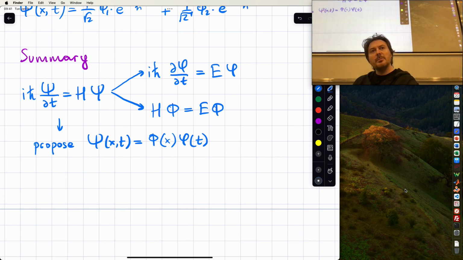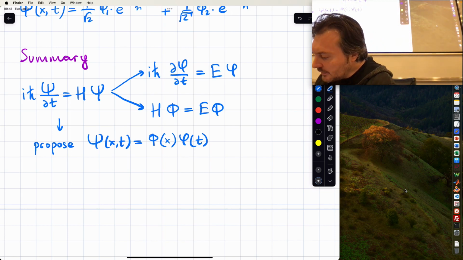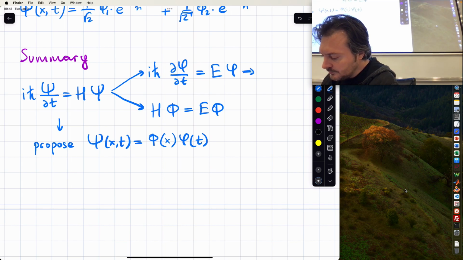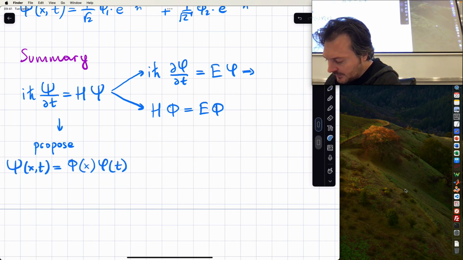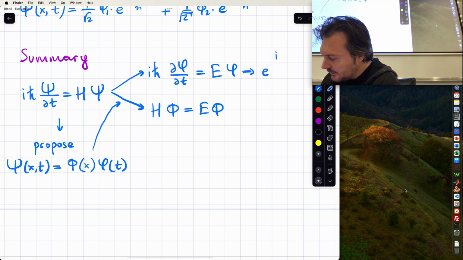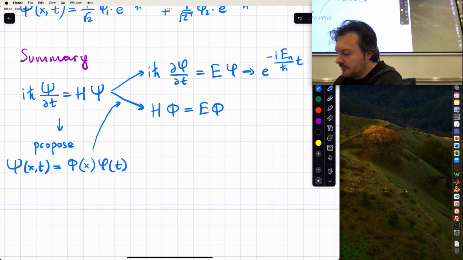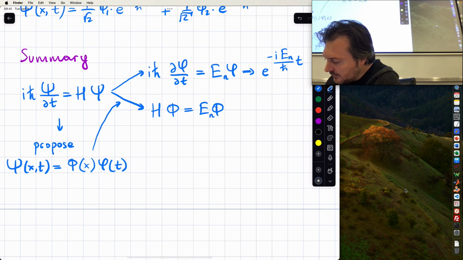So far, is this helpful to remember what was going on? So we have proposed this, and that way got this. This will bring us e to the i E_n t. Was there a minus sign? Yes. This kind of stuff. This will bring us that.